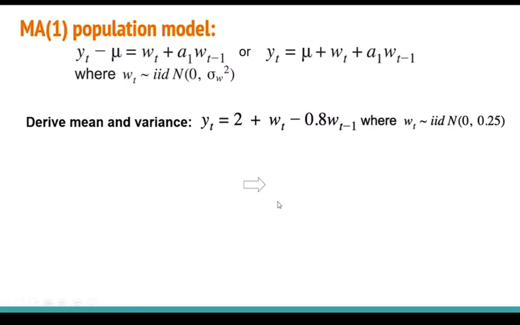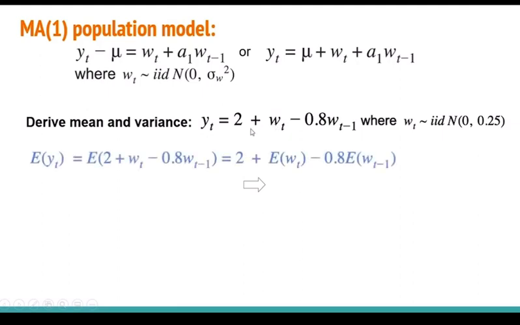If you take a look at the model we have right here, this is a moving average model of order 1. You're given the distribution of the noise, the mean and the variance, and probably they ask you to derive the mean and variance. How are you going to derive the mean and variance? That is what I want to show you right now.